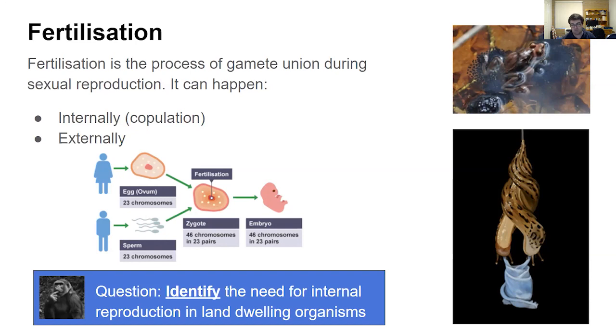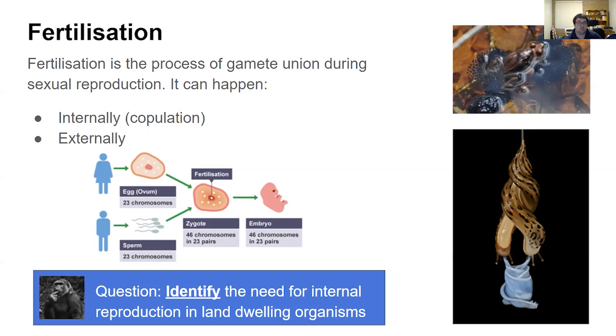Now, the other way in which this happens is externally, such as with the frog pictured up on the top right. That's a kind of spray and pray situation where you have a mass of eggs, usually in an aqueous environment, as in the case of the bubble nest with the frog in that image, and the male frog will fertilize that by spraying their gametes out into the aqueous medium.